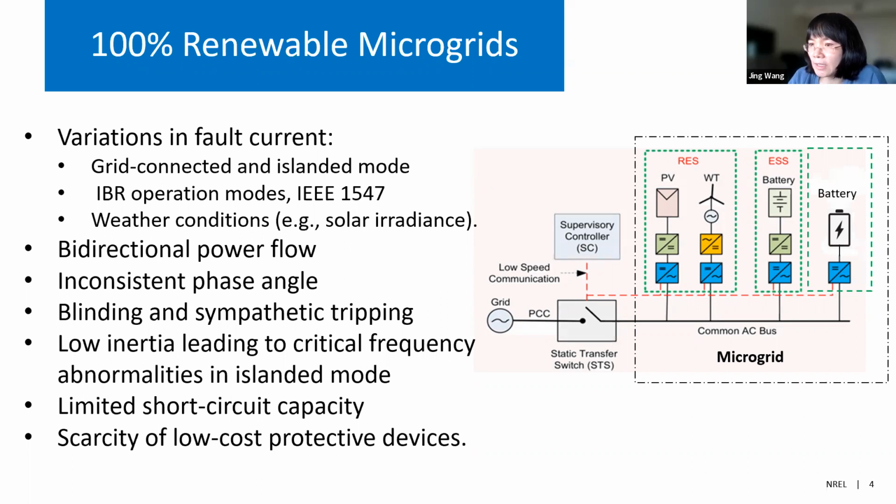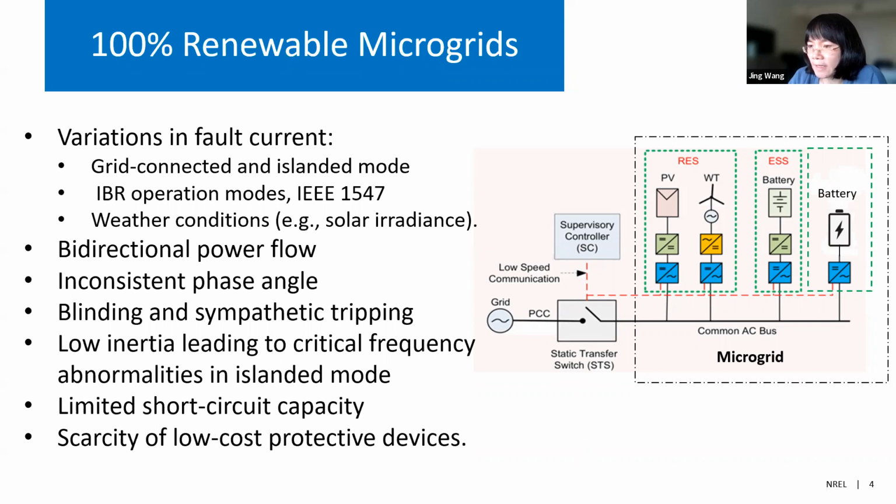There are also the IBR operation modes, and a lot of IBRs are also 1547 compliant. Those affect the IBR fault current output as well. Plus the weather conditions: for example, with full solar or no solar, the PV inverter current output is also different. And the power flow is usually bidirectional in this type of microgrid, so this affects the directional element as well.